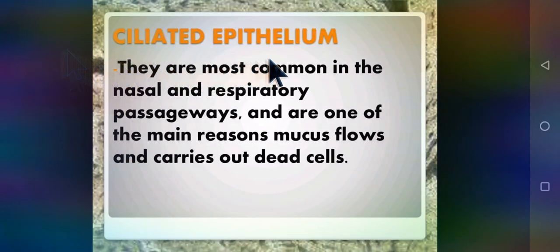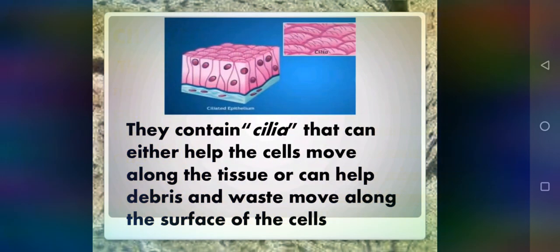Next one is ciliated epithelium. They are most common in nasal and respiratory passageways and are one of the main reasons that mucus flows and carries out dead cells. Now, this ciliated epithelium contains cilia that can either help the cells move along the tissue or can help debris or waste move along the surface of the cells.